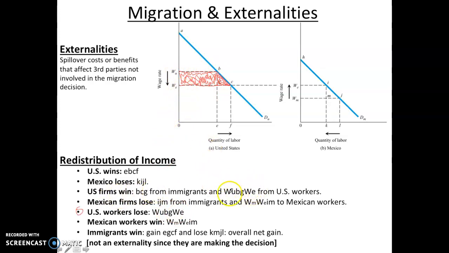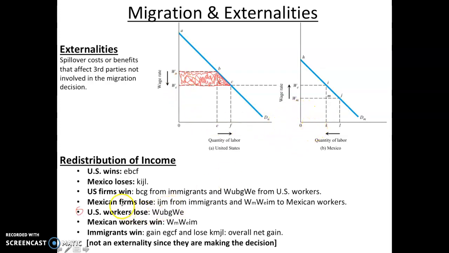That's where some of the controversy comes in, because U.S. firms have a strong incentive to attract immigrants from Mexico, because they not only get this additional output from the workers, but they also end up paying lower wages. But U.S. workers are more resistant to immigrants coming from Mexico because they represent competition and drive down wages.